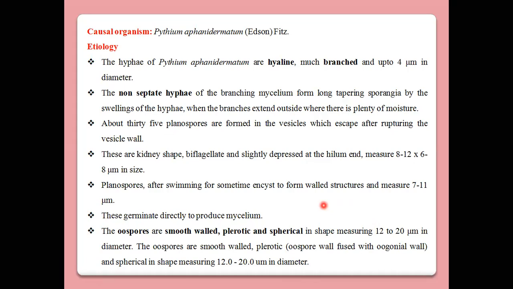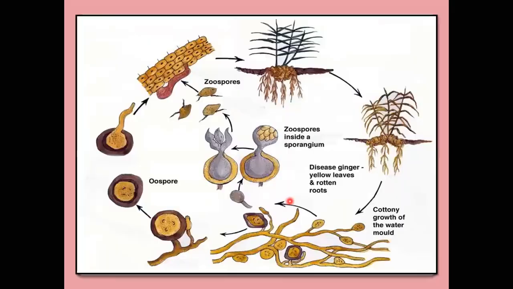Point, that is the causal organism, Pythium aphanidermatum. Pythium aphanidermatum fungus is always hyaline in nature and produces branched hyphae, and it is also non-septate in nature. This fungus germinates under favorable conditions. Suppose this is the infected plant and these are the infected rhizomes. After harvest, some crop residues or infected rhizomes remain present in the soil, meaning debris in the soil after the plowing operations.